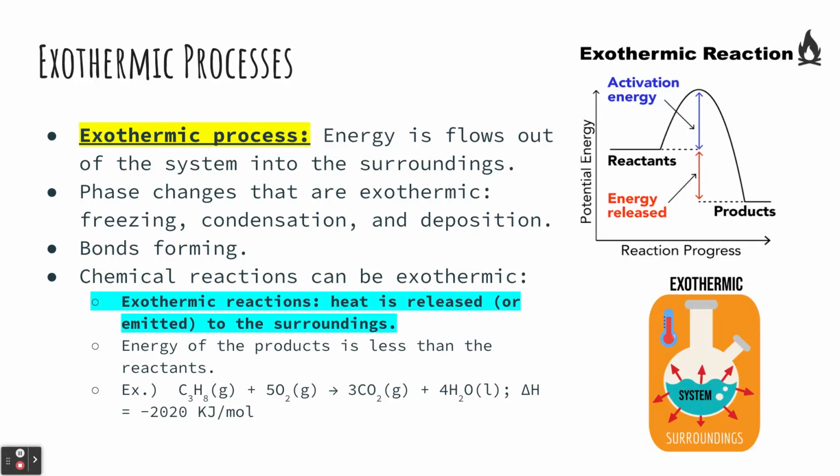So, exothermic reactions is when heat is released or emitted to the surroundings. The energy of the products is less than the reactants. So, here's an example reaction. But if you guys take a look here, the reactants are starting at higher energy than the products are. That's because energy is being released there. Okay, so exothermic, the energy is traveling from the system to the surroundings.